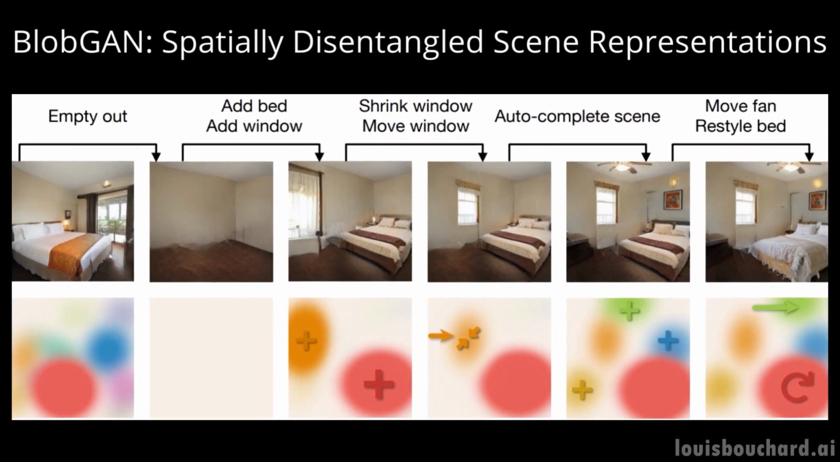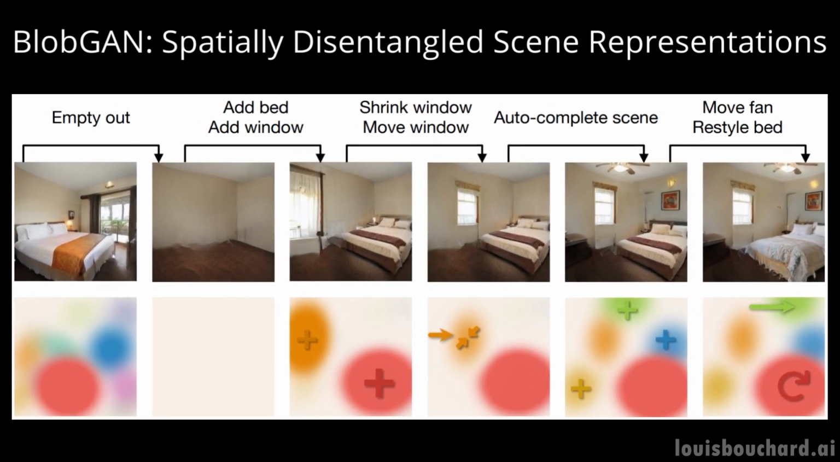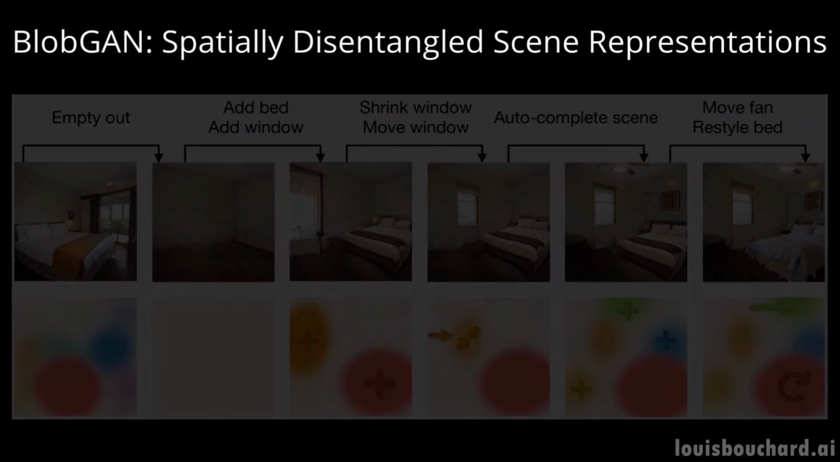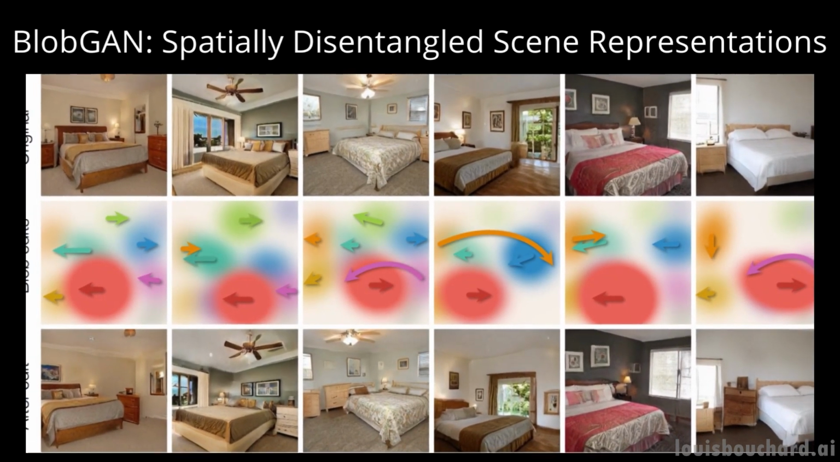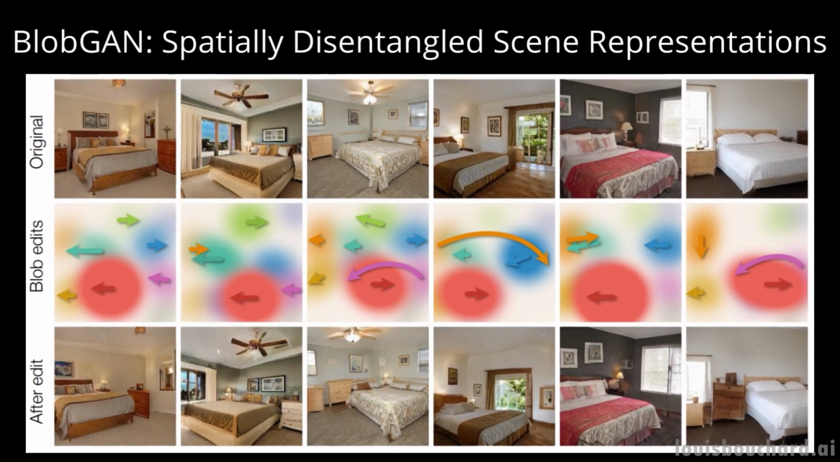Now, let's get back to our paper, BlobGAN: Spatially Disentangled Scene Representations. The title says it all. BlobGAN uses blobs to disentangle objects in a scene, meaning that the model learns to associate each blob with a specific object in the scene, like a bed, window, or ceiling fan. Once trained, you can move the blobs and objects around individually, make them bigger or smaller, duplicate them, or even remove them from the picture.